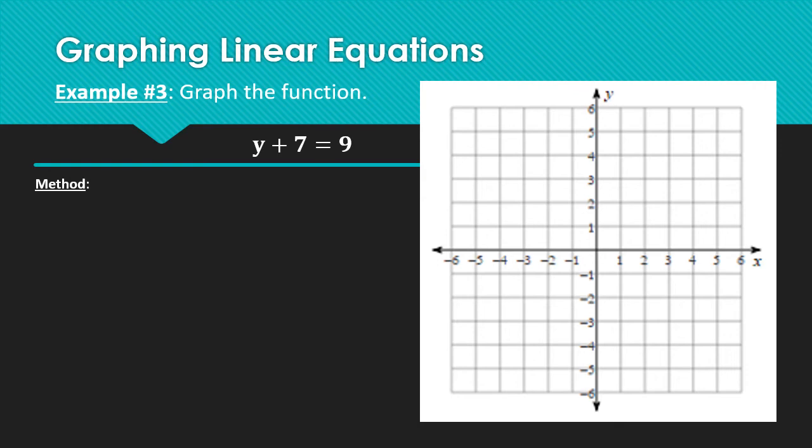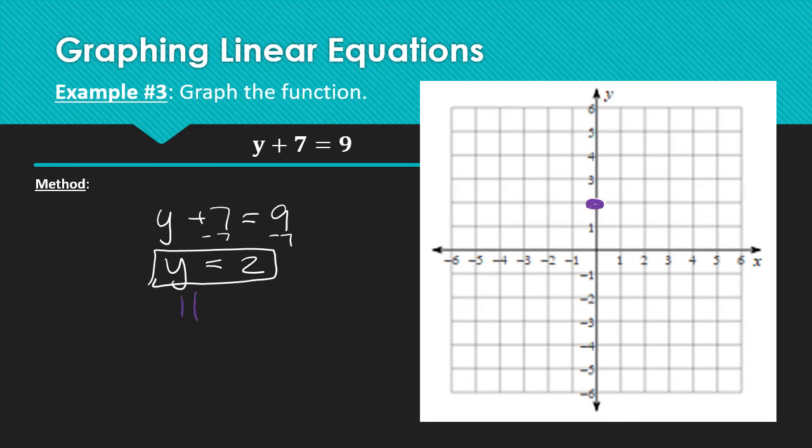All right, example 3: y plus 7 equals 9. I am looking at this equation, and I notice something's missing. The first thing I notice is there is no x. So I am going to take the equation y plus 7 equals 9, and get y by itself by moving the 7 over to the other side. Now I have the equation y equals 2. As we have discussed in class, this is going to cross the y-axis at 2. If we cross the y-axis at 2, it is going to be a horizontal line.